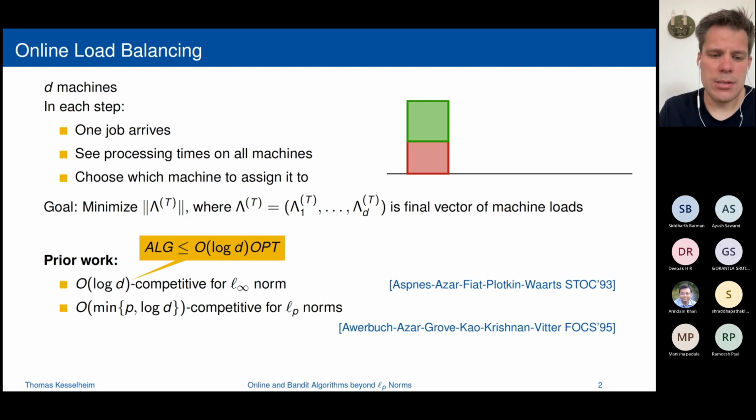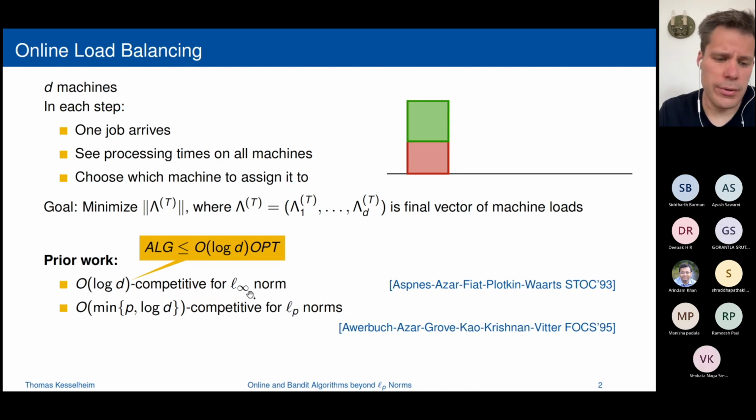And this problem has been studied, and at least the makespan version of it was solved 30 years ago by giving an O of log D competitive algorithm for the L infinity norm. Just so that we're on the same page, this means that the makespan of the algorithm is no more than O of log D times the makespan of an optimal offline solution.